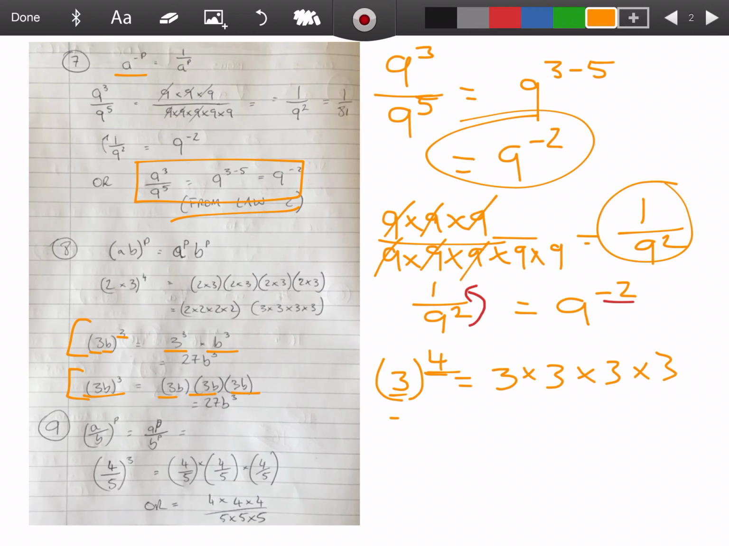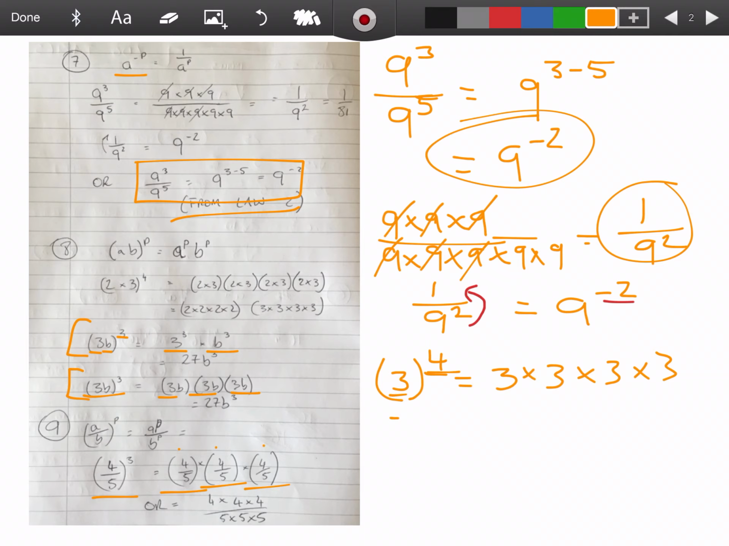And then finally, 8 and 9 are pretty much the same. 9 is just dealing with a fraction instead of 2 numbers beside each other. It's done in exactly the same process. I multiply the fraction by itself, the number of times that I need to. You can see it's 4 over 5 to the power of 3. So I've got to do 4 over 5 by 4 over 5 by 4 over 5.